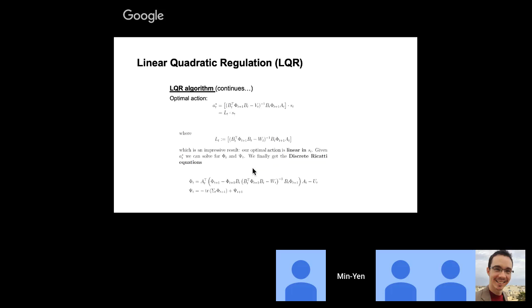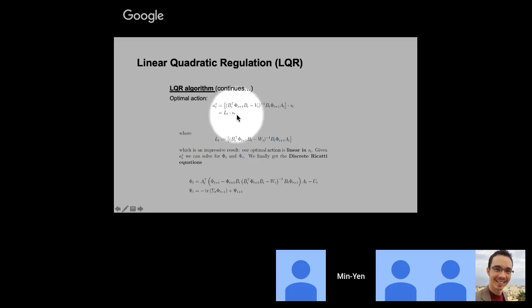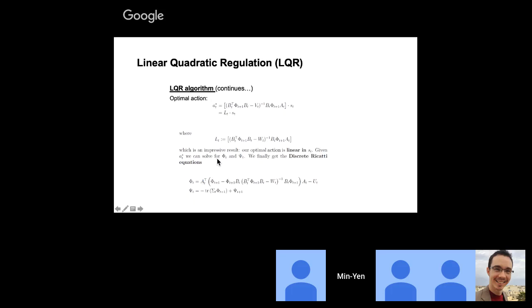From this step, we can derive our optimal action as follows. So we can see that from here to here, actually the optimal policy is linear to our state, st. So given the optimal action, we can solve for phi and psi. And finally, we got this discrete Riccati equation to calculate our phi and psi.